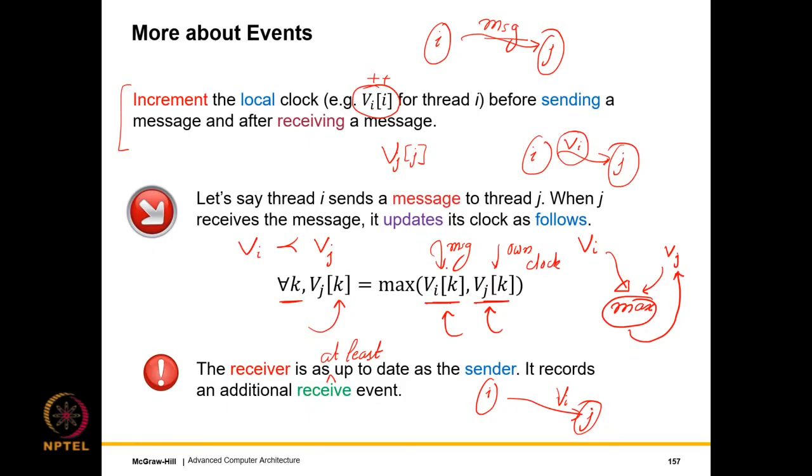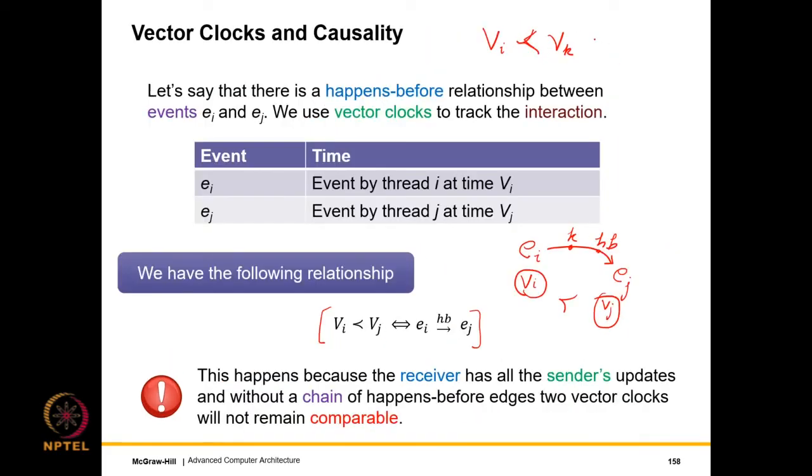So this follows from the simple logic of the max. Once we have vk, then we have vk dash, and so on and so forth until vj. And since it's a transitive relationship, we have vi precedes vj. It is also easy to prove in the reverse direction that if vi precedes vj, that will not happen unless there is a chain of happens before dependencies, and the chain of happens before dependencies will ensure this as well.